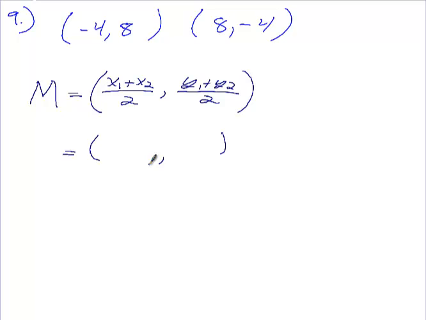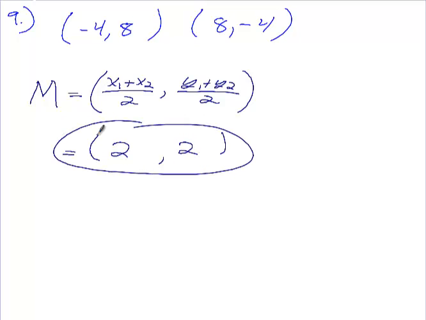So what is x1 plus x2? So what's negative 4 plus 8? 4 divided by 2. Okay, y1 plus y2 divided by 2. There's your midpoint. Okay. Everybody all right? Yes, no, maybe?